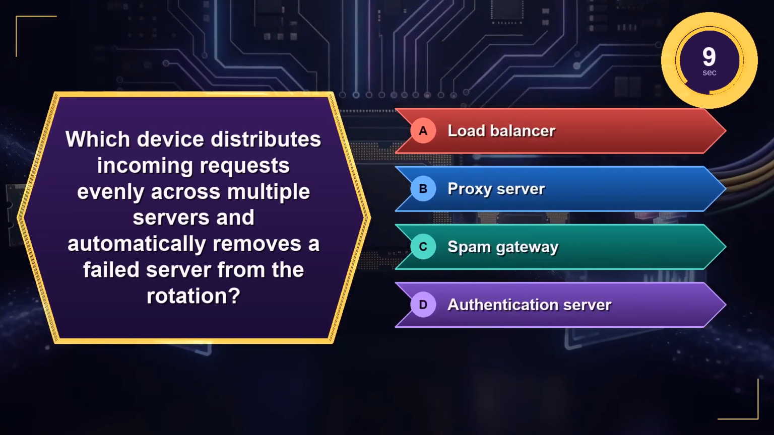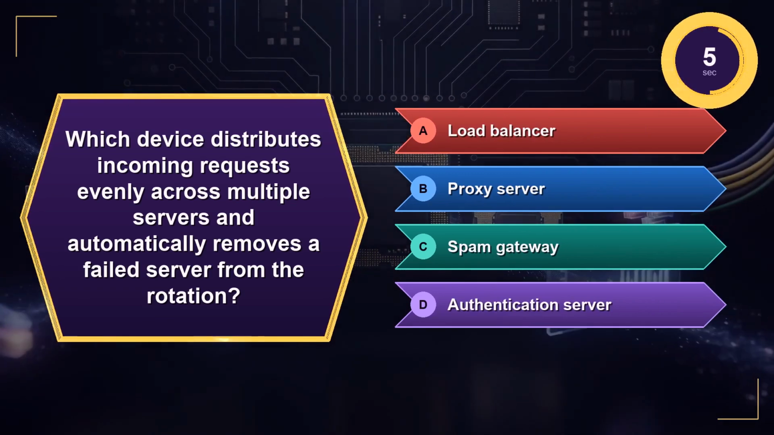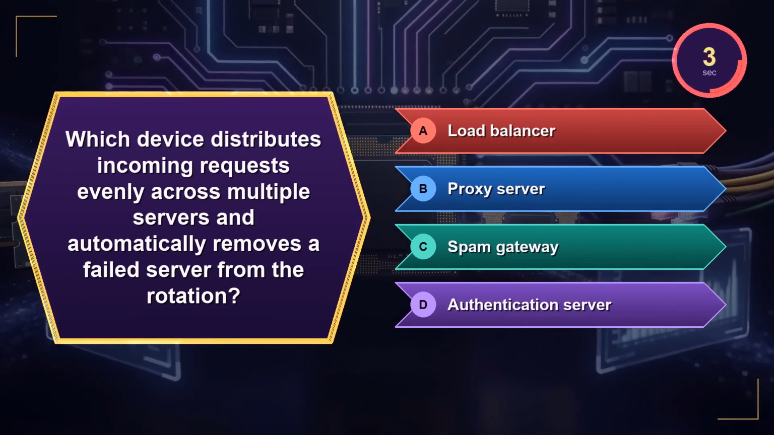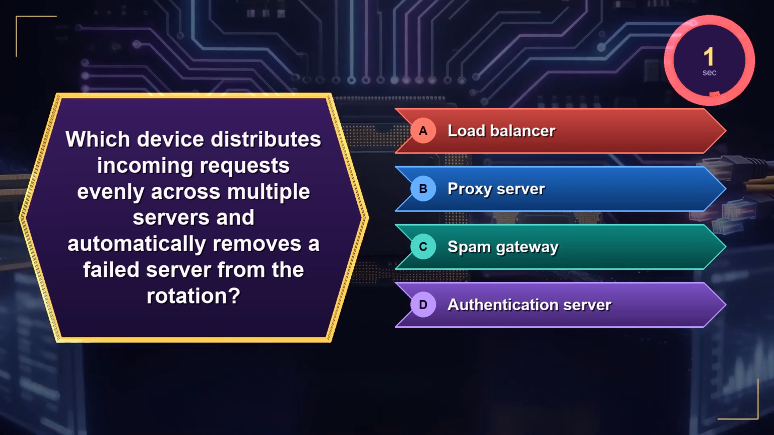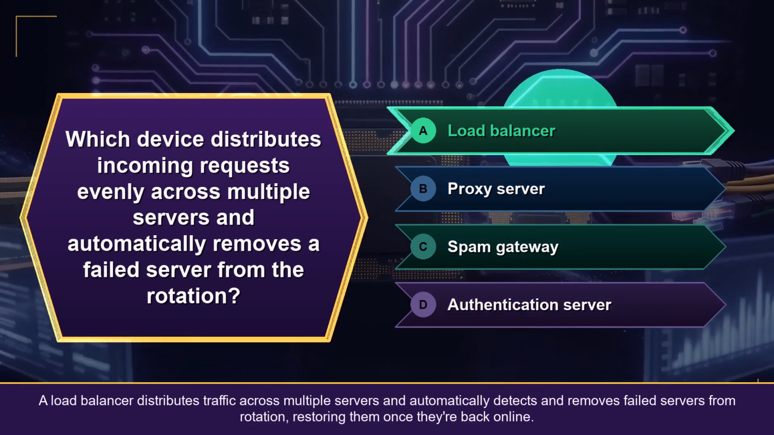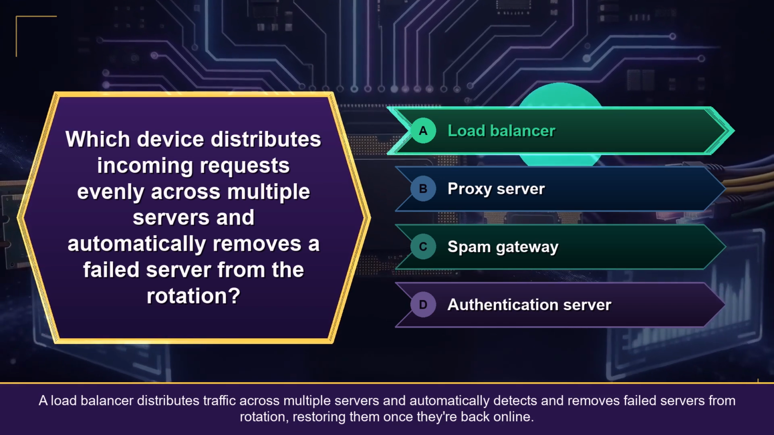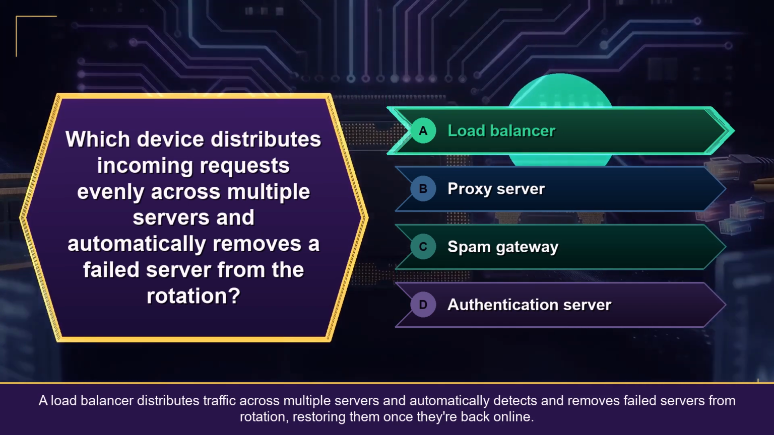Which device distributes incoming requests evenly across multiple servers and automatically removes a failed server from the rotation? A load balancer distributes traffic across multiple servers and automatically detects and removes failed servers from rotation, restoring them once they're back online.